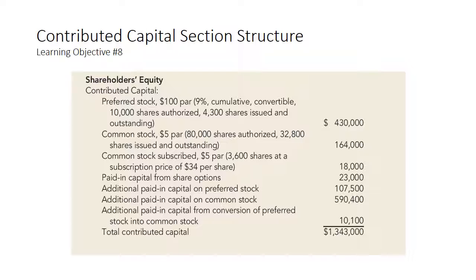This company we're looking at here does not have any Treasury stock, so the number of common shares issued and outstanding are the same. If there are any common stock subscriptions, we would list that with the dollar amount. Paid-in capital from share options, which we talked about. Additional paid-in capital on preferred stock and common stock, so the amount we received above par value when we first sold those. Any additional paid-in capital from conversion of preferred stock into common stock. So now you can see all these additional paid-in capital accounts do appear in our contributed capital area.